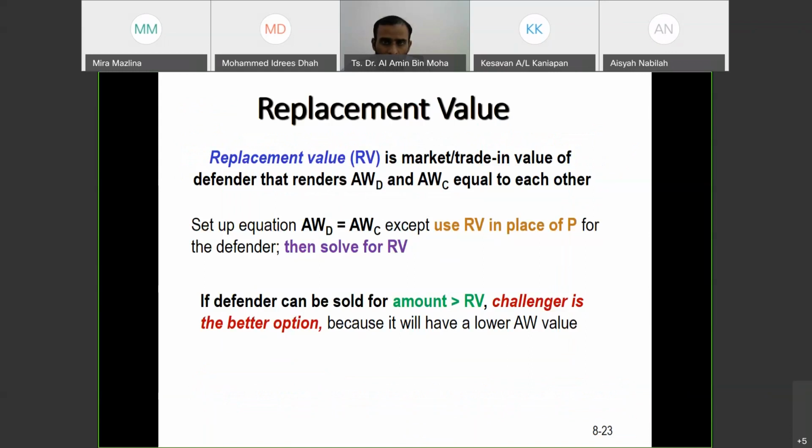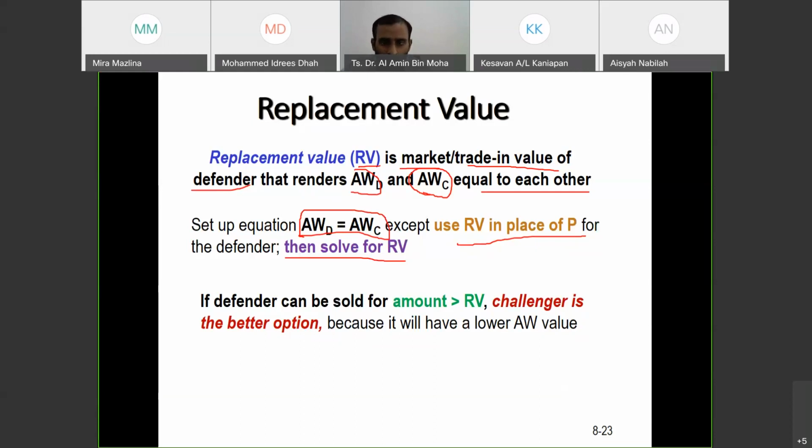Okay, I think this is the last part: the replacement value. Replacement value, RV, is the market trade-in value. Market value or trade-in value of the defender means the value at which, if we sell the defender, it renders AW D and AW C equal to each other. So we need to set an equation: AW defender is equal to AW challenger, with RV in place of P. Then solve for RV.